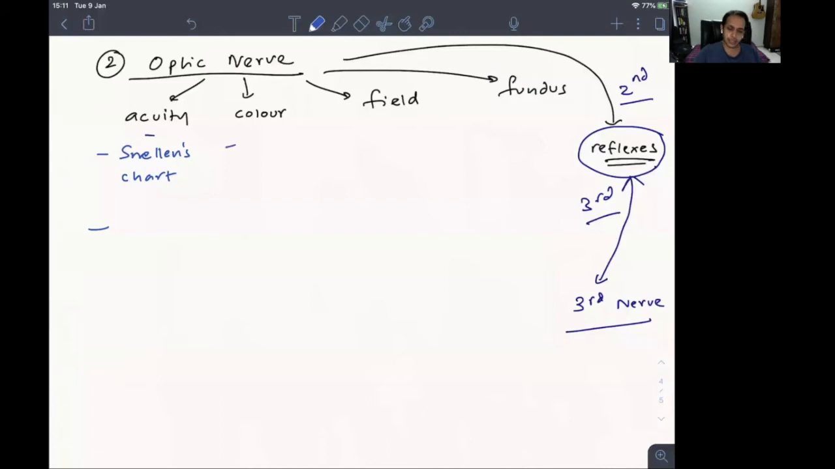Second, in color, again, roughly, you test each eye individually. You ask the patient to identify different colors around you. And if you want to be specific, then there is colored wool. So there are different yarns of wool of different colors, and you check with Ishihara's chart. Now, this is to find out if the patient can identify between different colors.